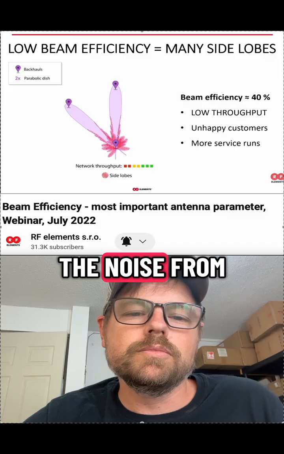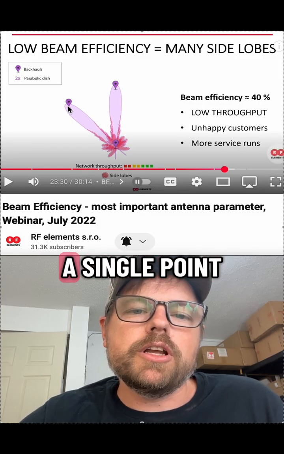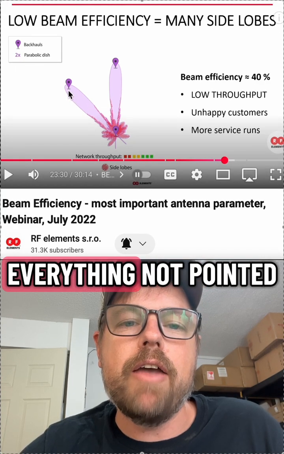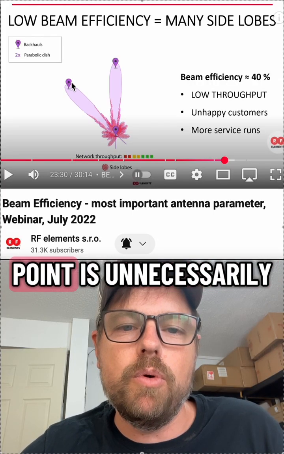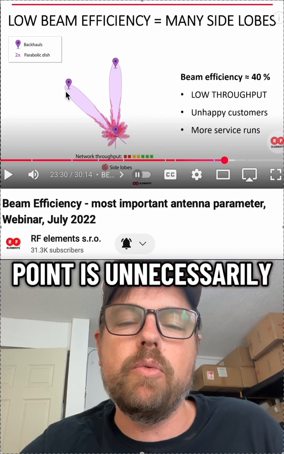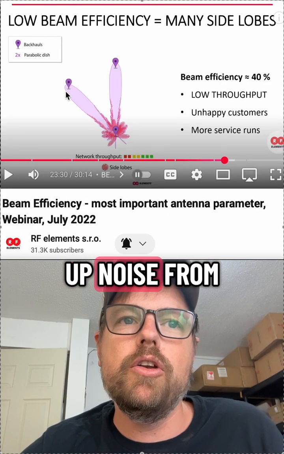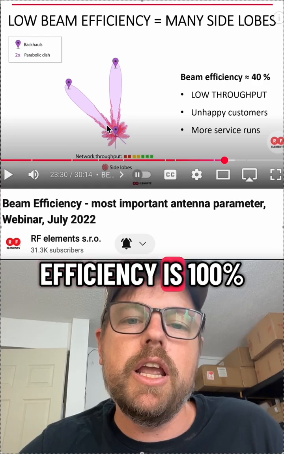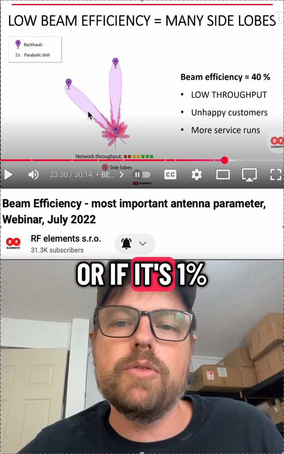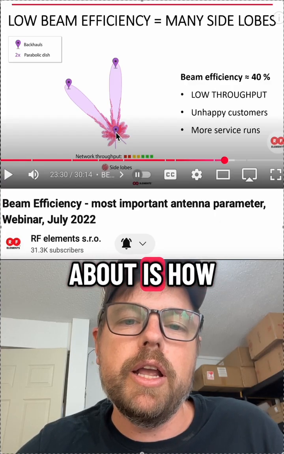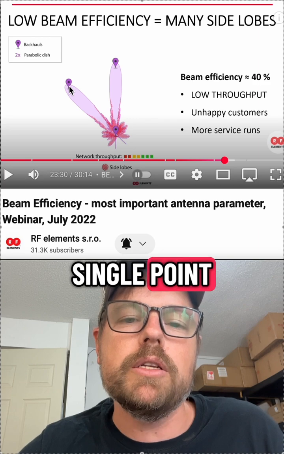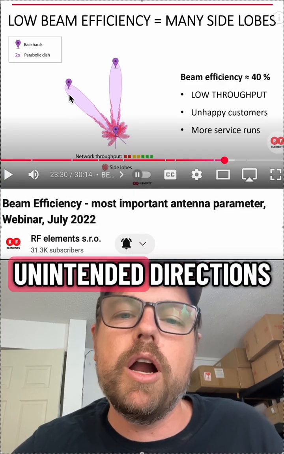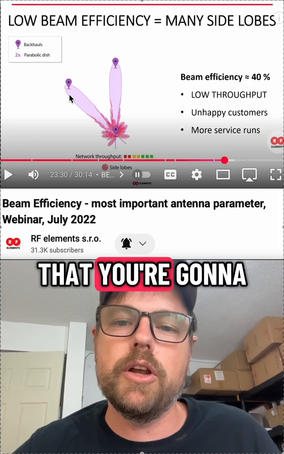The side lobes collect the noise from its surroundings. So just notice there's a single point here, and you need to have your signal focused on that single point. Everything not pointed at that single point is unnecessarily wasted energy. It is picking up noise from unintended directions. It doesn't matter if the beam efficiency is 100% or if it's 1%. What you care about is how much signal is focused at that single point and how much of the beam is picking up noise from unintended directions. The more unintended directions, the more noise that you're going to pick up.